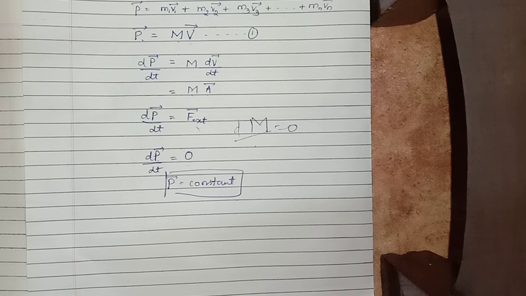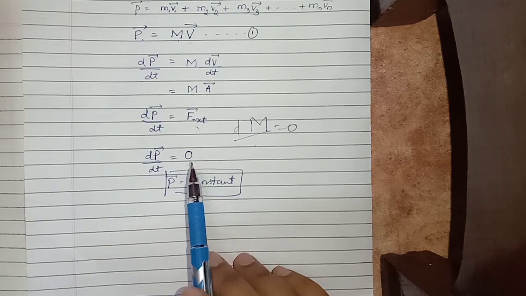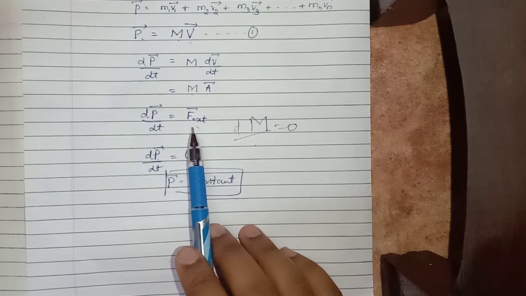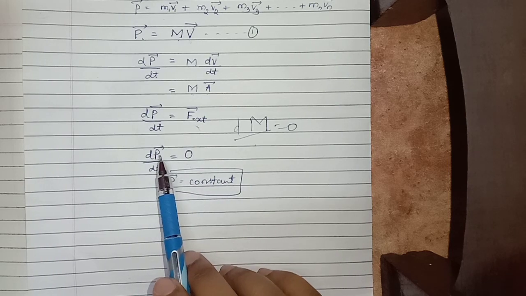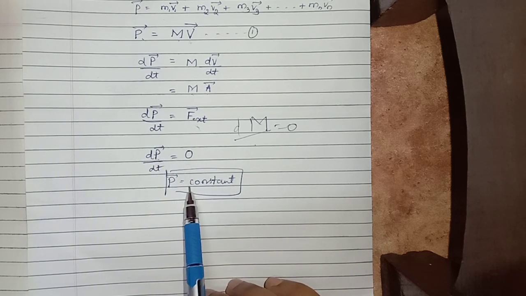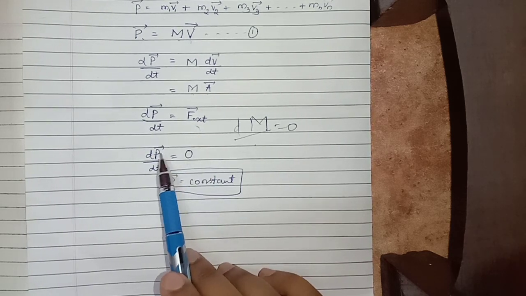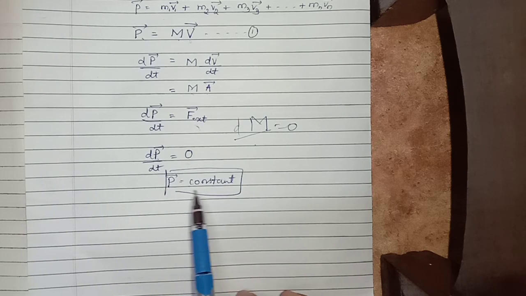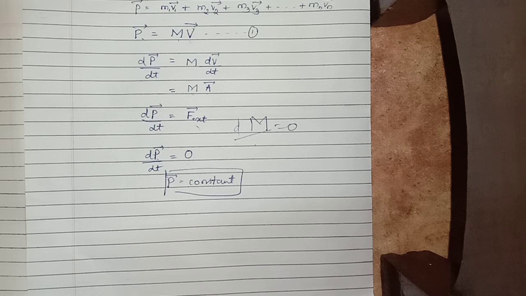Okay, as I am saying the sentences, you just go on writing them also. What I said here: when the total external force acting on a system of particles is 0, then the total linear momentum remains constant. And this is called the law of conservation of linear momentum of a system of particles. Okay, so this is about the linear momentum of a system of particles.